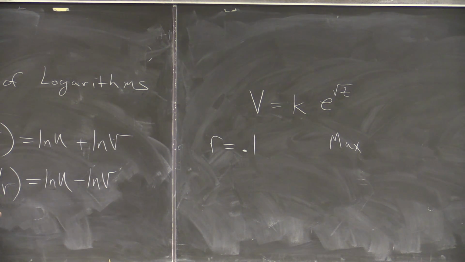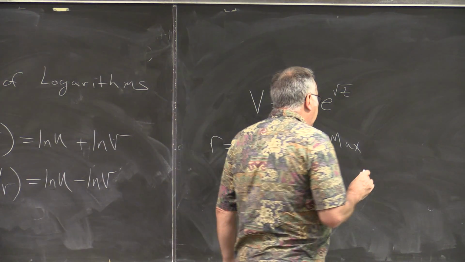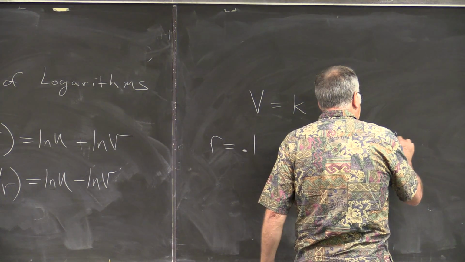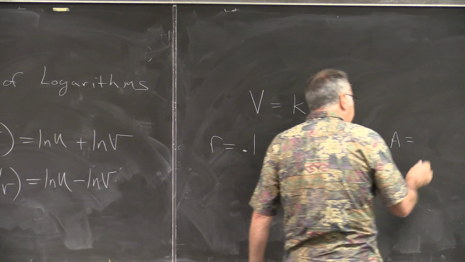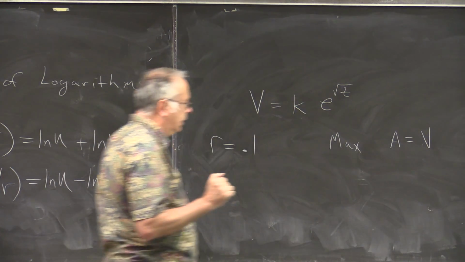So this is a little bit tricky. Let me just help you out here. We want to maximize A. And A is the future value multiplied times what?